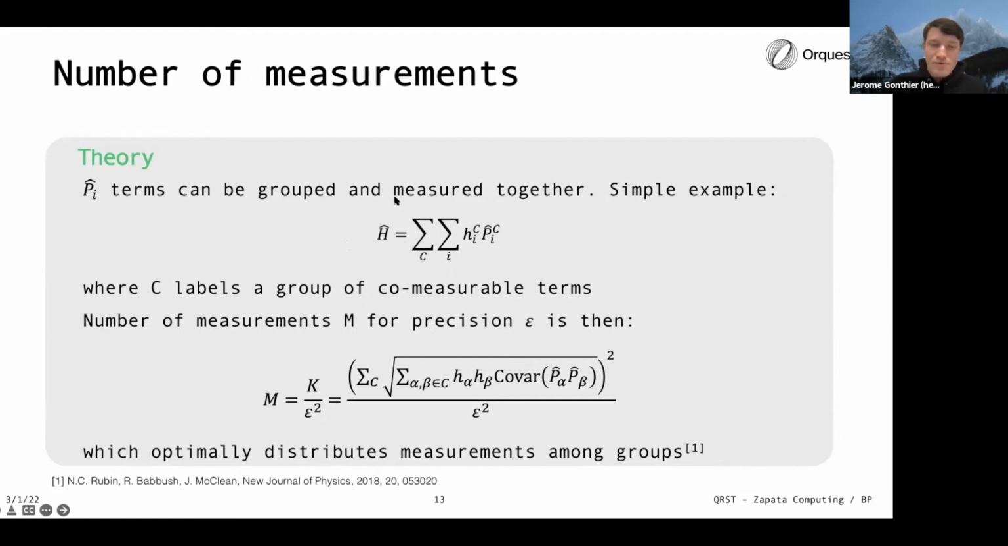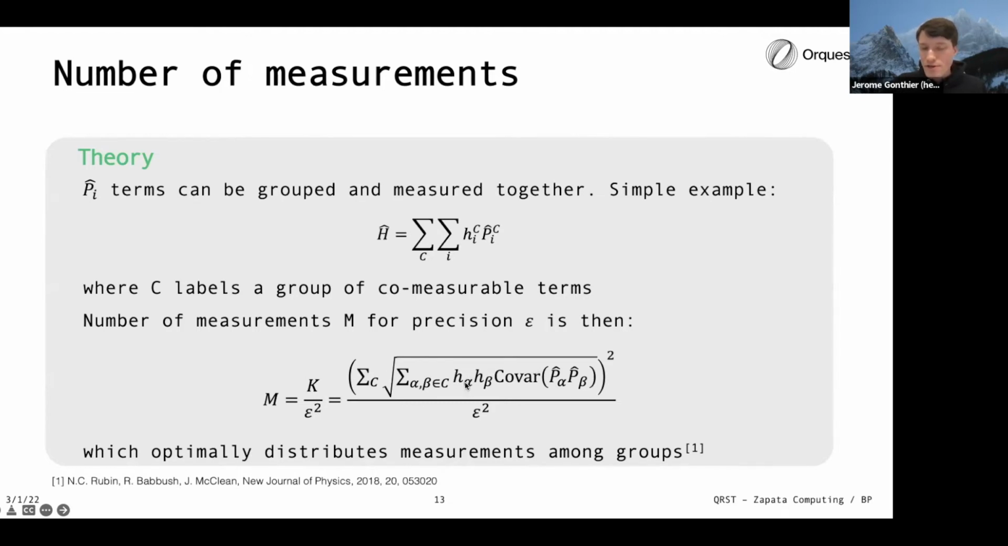So it's simply rewriting the Hamiltonian as a sum over the groups and then a sum over each member of the group. And when we do that, we know we can write the number of measurements needed to reach a given accuracy epsilon as K over epsilon squared, where K is just a constant that depends on the molecule and a number of other factors. And then epsilon is our target error.